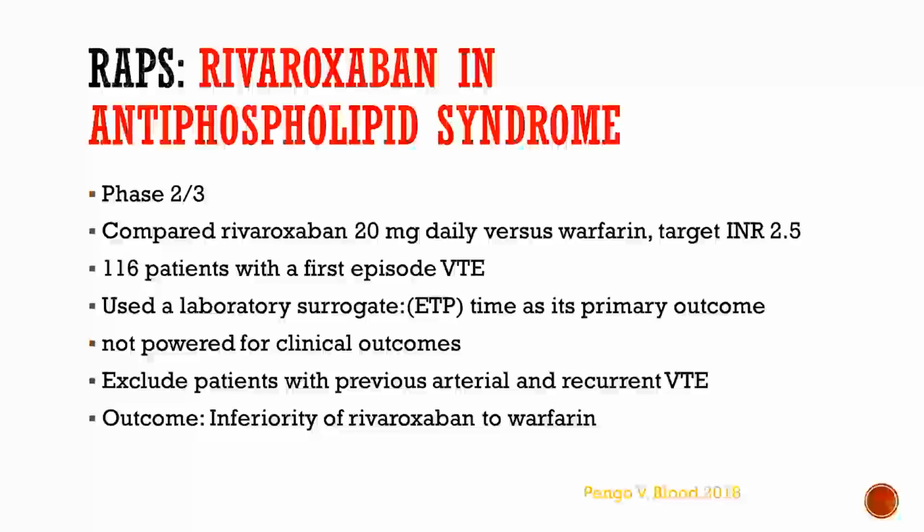The outcome was the laboratory surrogate, which was endogenous thrombin potential, as thrombin generation at the time of outcome, and not powered for clinical outcome. So it was mainly laboratory, to see if the patients who are on rivaroxaban don't generate thrombin. They excluded patients with previous arterial or recurrent VTE, and the outcome was inferiority of rivaroxaban to warfarin. So Bingo had shown and published in Blood that rivaroxaban is not good, so it's inferior to warfarin.